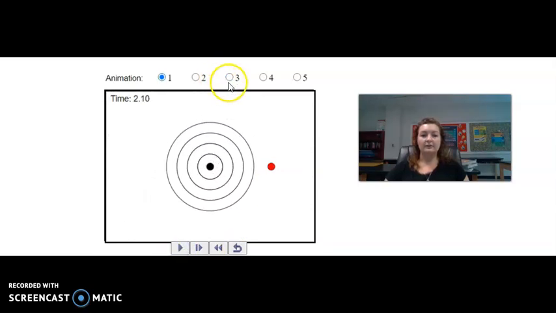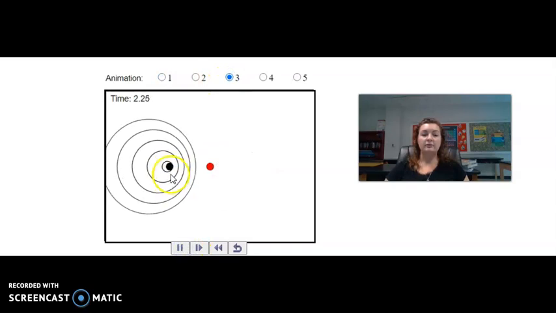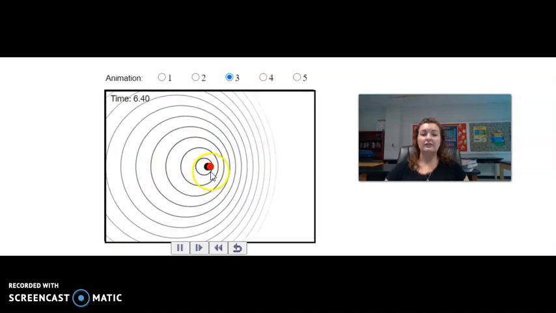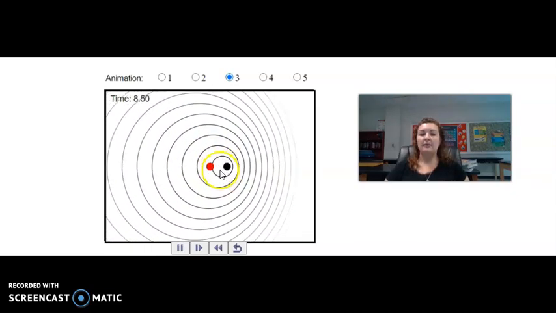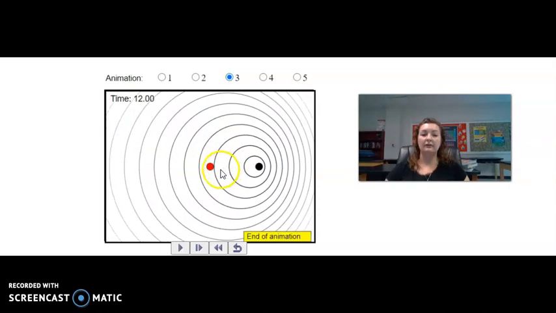Notice, let's go back to number 3. Notice that as my dot is moving towards it, my wavelengths are really close together. And then as soon as it goes past it, my wavelengths are very far apart. See how long those wavelengths are compared to right in front of this object that is producing this sound? That is because of the Doppler effect.